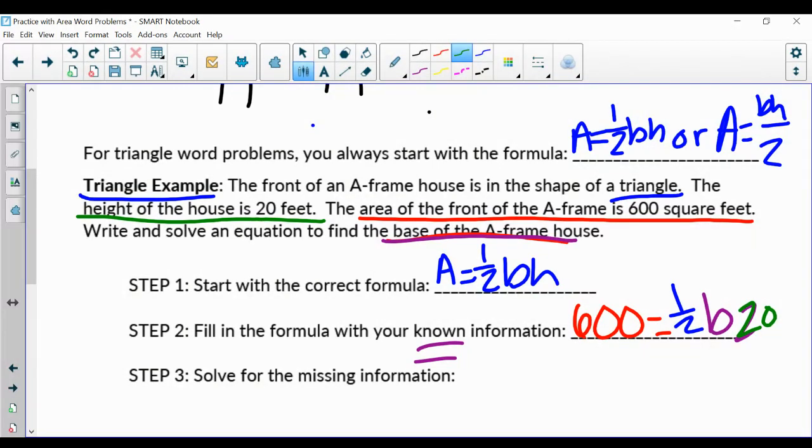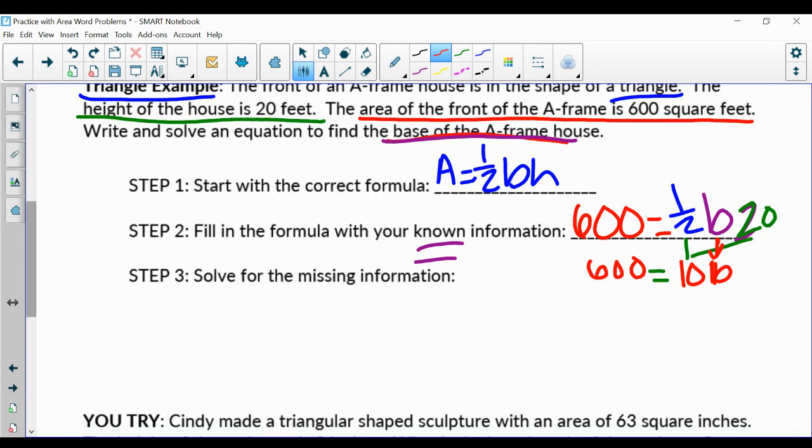The easiest way is when you have half, just ask yourself, like we did before, what is half of 20? Well, what is half of 20, guys? 10. So half of 20 we know is 10. So we'll write 10 down here, and then our B just drops down. So 10B. And then 600 stays the same, right? Because I didn't do anything with 600 yet. I just got rid of my half and I got rid of my 20. It's now 10. So now I have 600 equals 10B. And that's just a regular plain old one-step equation problem for you.